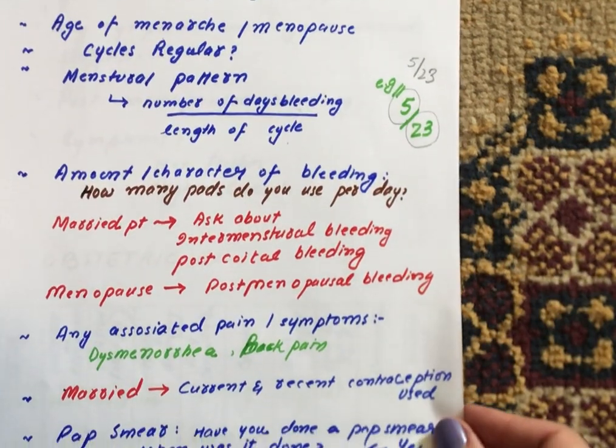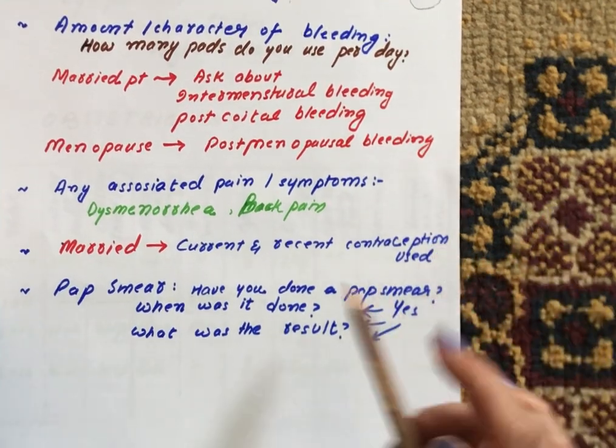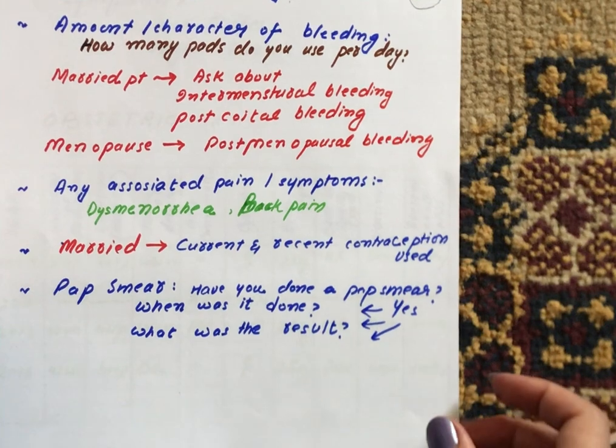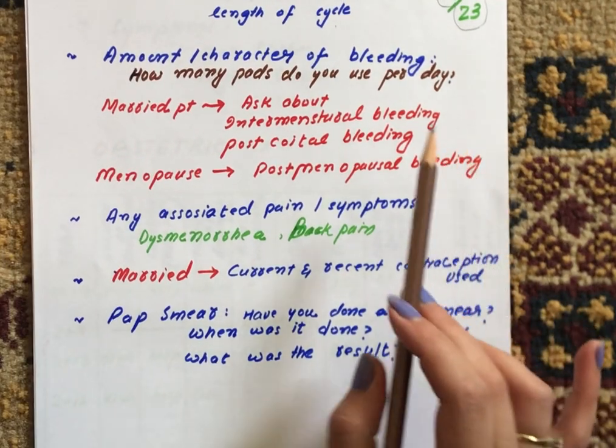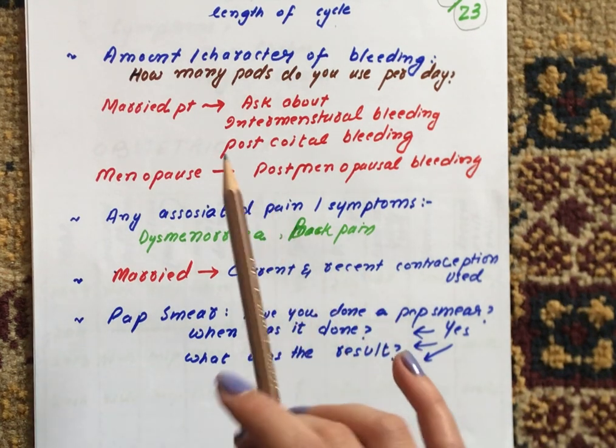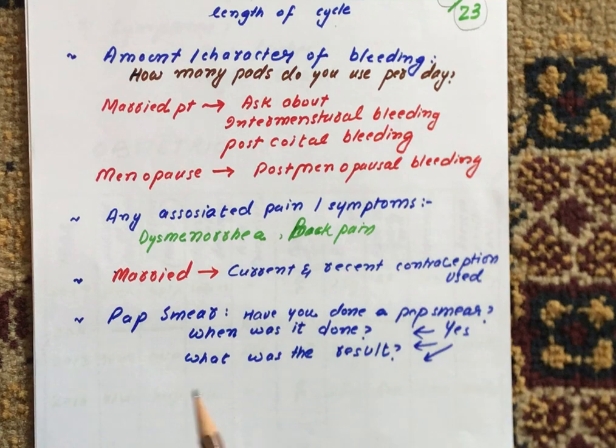What is the amount and the character of bleeding, right? You can ask this by simply asking how many pads she uses per day. If the patient says that she uses 2 pads per day, it means that her flow is not that heavy. But if she says that she uses 8 pads per day, her flow is heavy, and we go accordingly. Ask about foul smell, and if there are any clots, right?